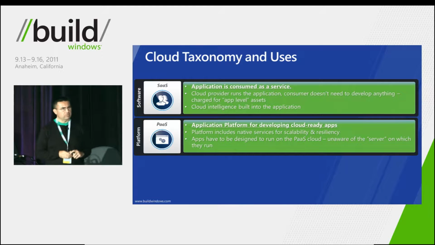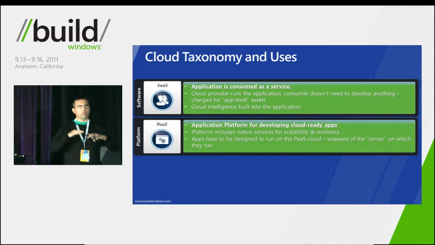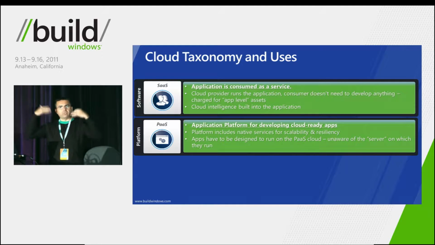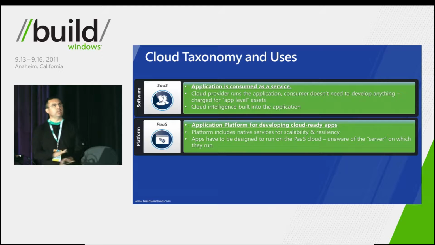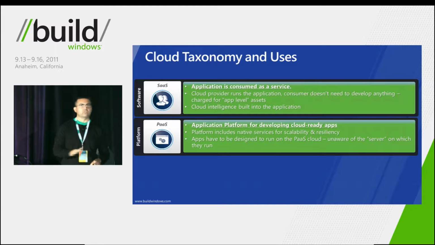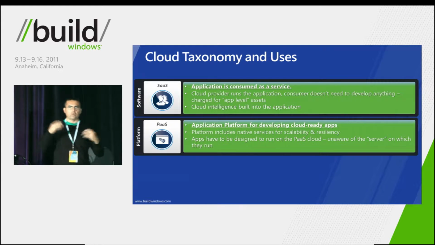Platform as a service. So this is where the application platform is for developing cloud-ready apps. So again, this is Windows Azure. This is where we provide the platform in Windows Azure. It's fully redundant from a networking standpoint, from a storage standpoint, and then you build the apps that run on top of Windows Azure, but you don't have to deal with the fabric at all. You don't have to deal with redundancy, storage redundancy. You don't have to deal with geo-replication.